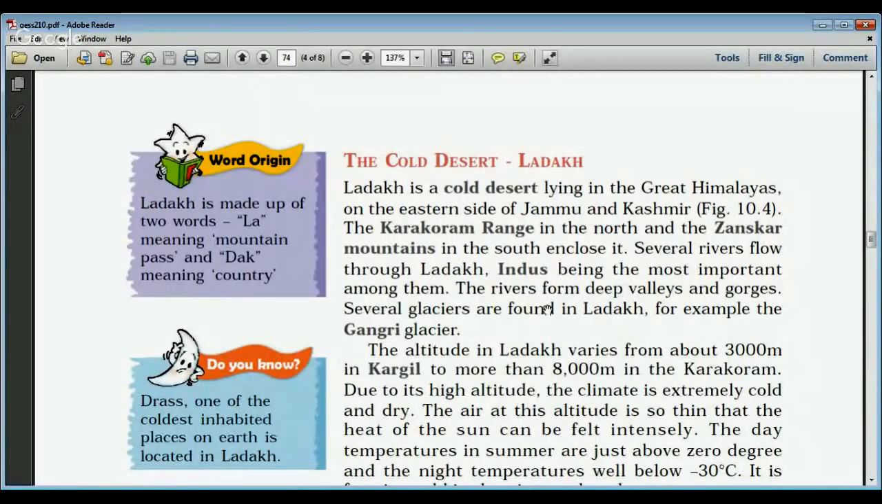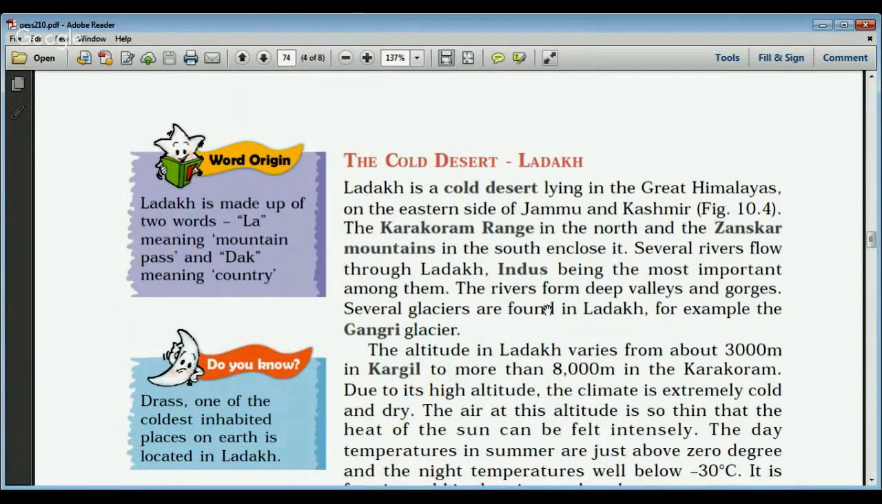And this is another fact that Dras is one of the oldest inhabited places on the earth, and Dras is located in Ladakh. So Ladakh is a cold desert, and it is lying in the Great Himalayas. We will see the division of Himalayas from north to south, from east to west in the coming videos. And Ladakh is on the eastern side of Jammu and Kashmir.